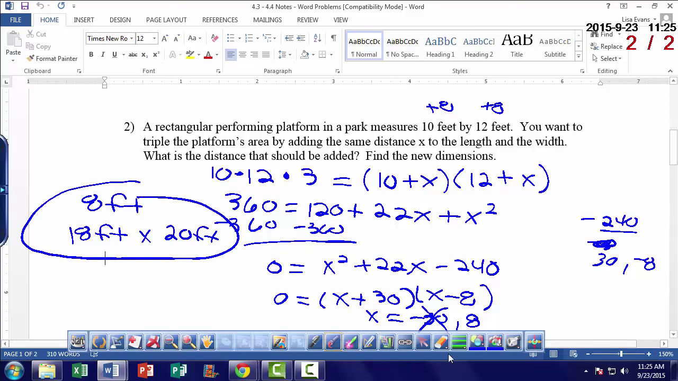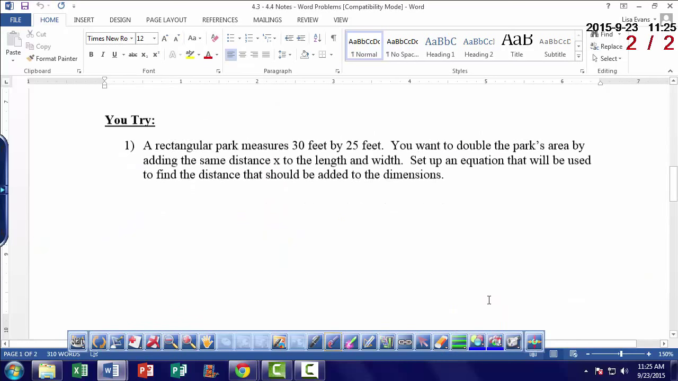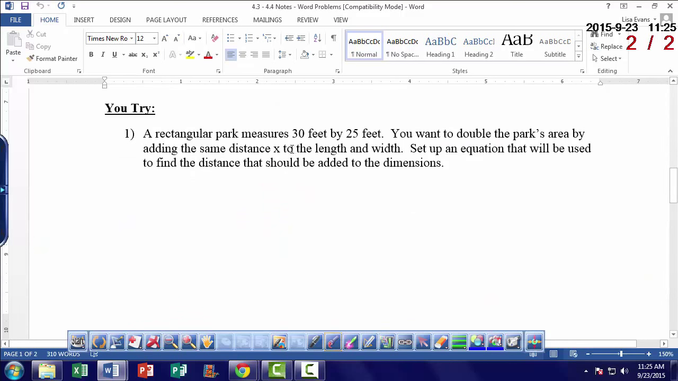Now for the next problem, I want you to do just the setup. Let's take a look at it. I want you to pause the video and do the You Try. I want you to make your equation, and I want you to FOIL it out, and I want you to get it equal to 0. That's what I want to see tomorrow when you walk into class. So we're just setting up an equation, but go ahead and FOIL it out and get it equal to 0.